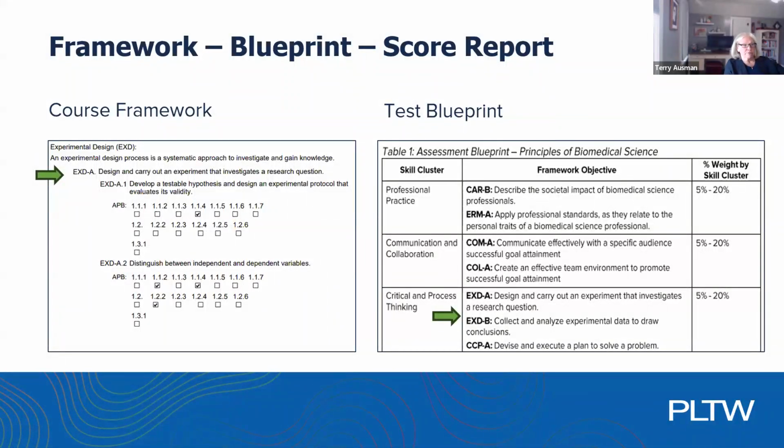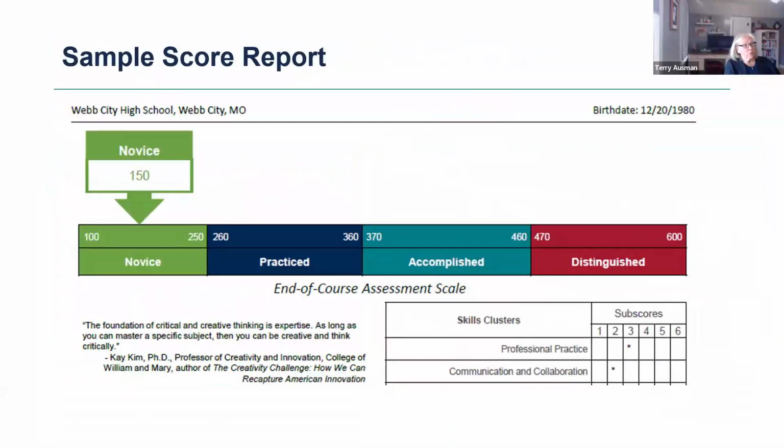So we start with the course framework, we go to the test blueprint, and that aligns directly, Brian, next slide, with the score report. So the skill clusters that you see on the score report, I just have 2 of them listed in this little excerpt that I have here. Those are just a way that we have grouped objectives to make it easier for you to see where your students are doing really well and where they might be challenged. It is not directly tied to the scale score.